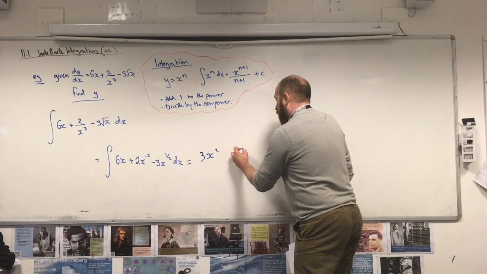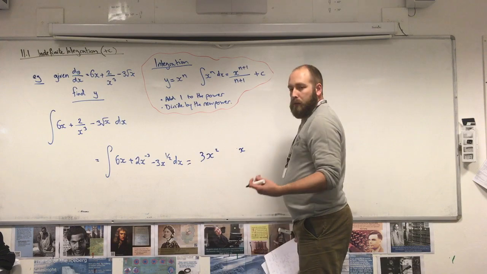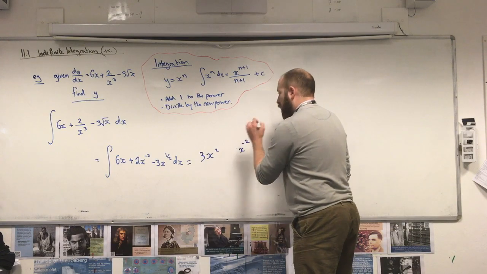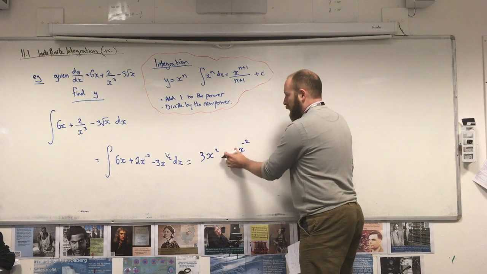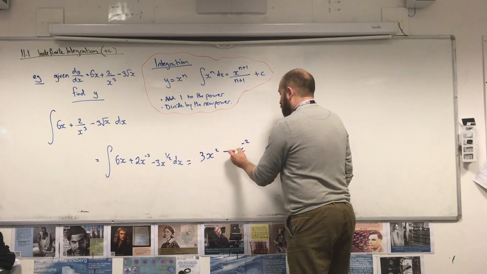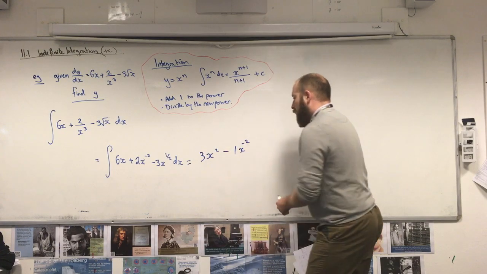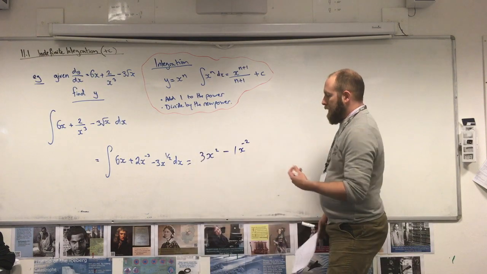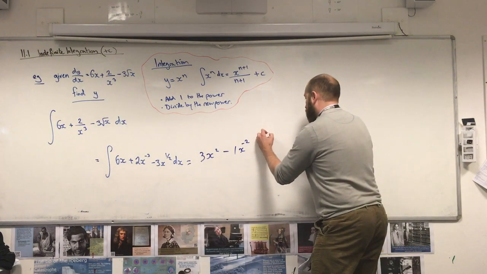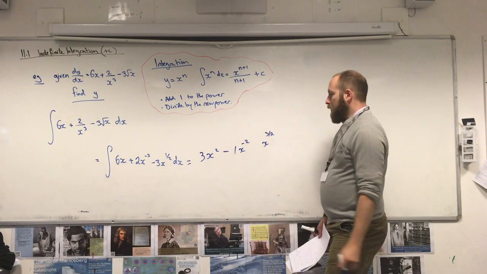Next one, power goes up, so minus 3 plus 1 is minus 2. Divide by the new power, so we get 2 divided by minus 2, leaving us with minus 1. Next one, minus 3x to the half, well the power's going to go up to give us 3 over 2. Divide by the new power.